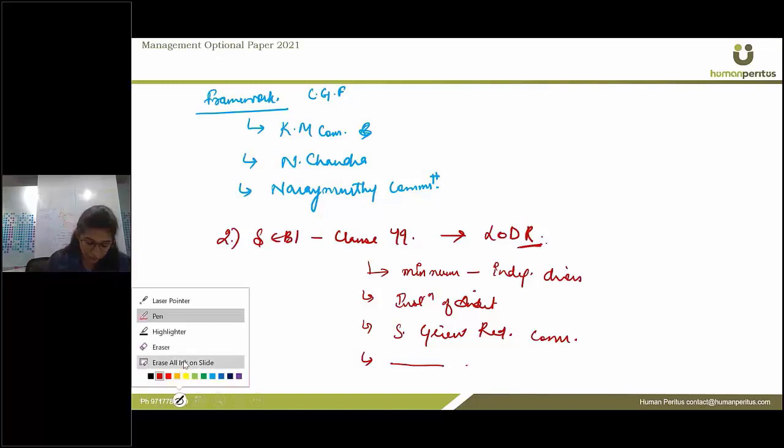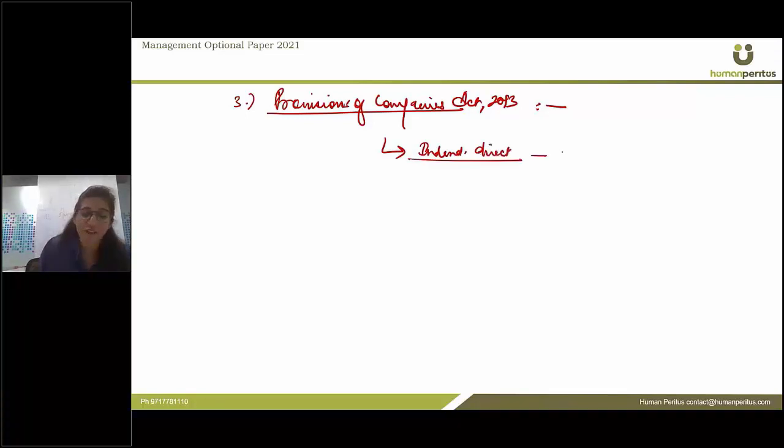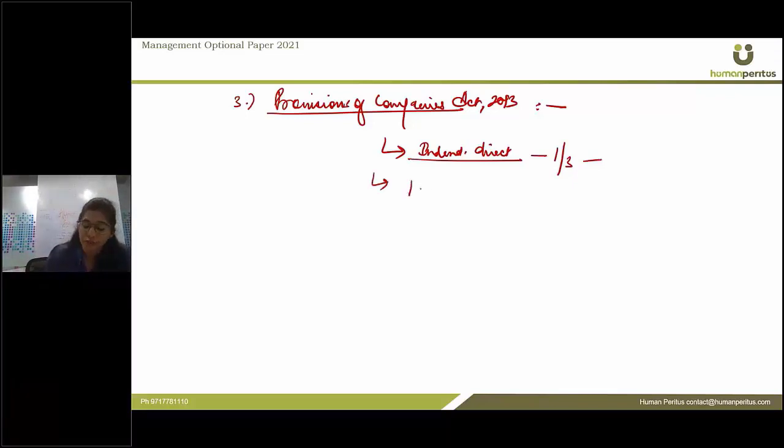Now next up, you can write about certain provisions of the Companies Act relating to the corporate governance framework. Companies Act of 2013, for example, it is provided that in any listed company, 1/3 of the total strength of directors should be independent directors, and also at least one woman director should be there on the board. It is being made mandatory.